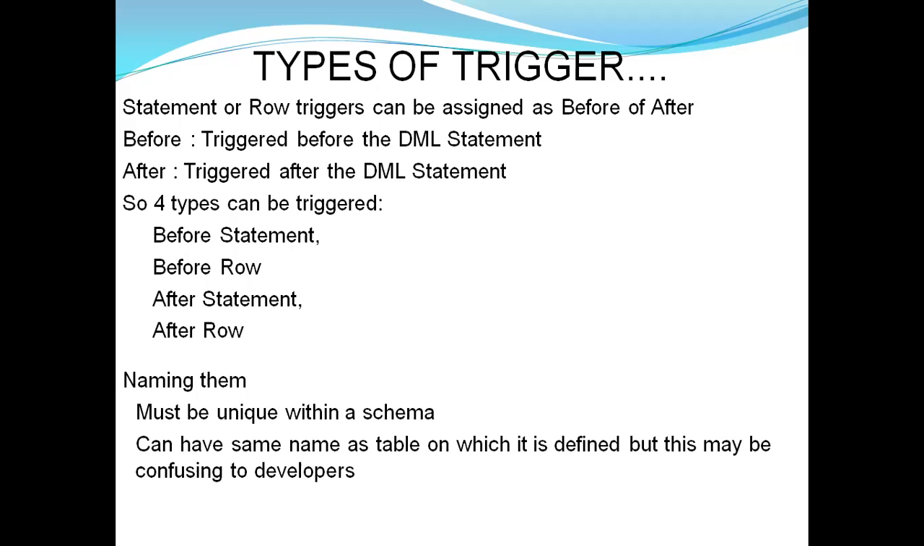Now simply I have given some extra things here also, naming them. How to name them? It must be unique within the schema. It can have the same name of a table also. So that is not much important because we know how you're going to name the trigger. So can I say simply the concept of trigger is clear here?